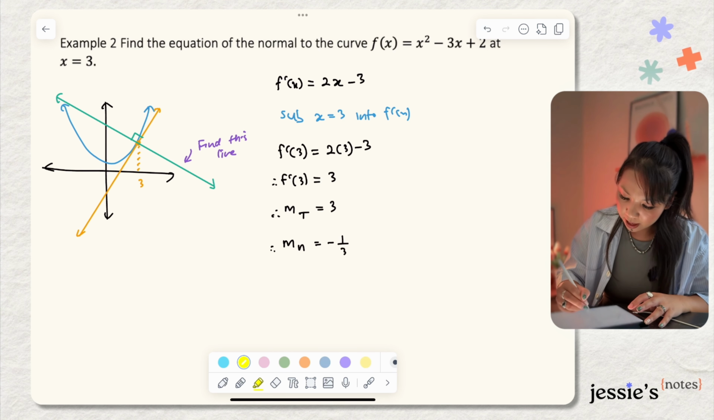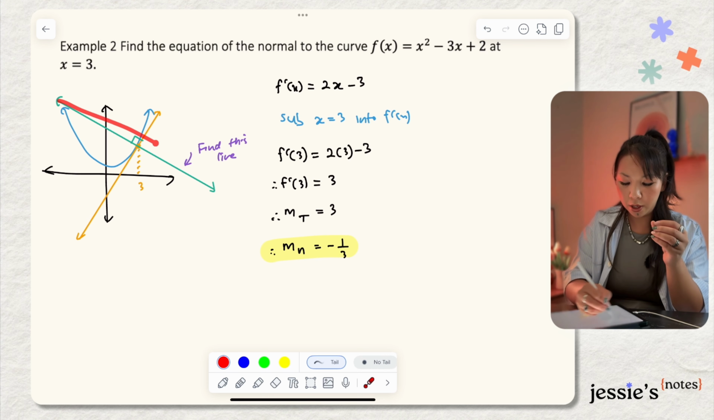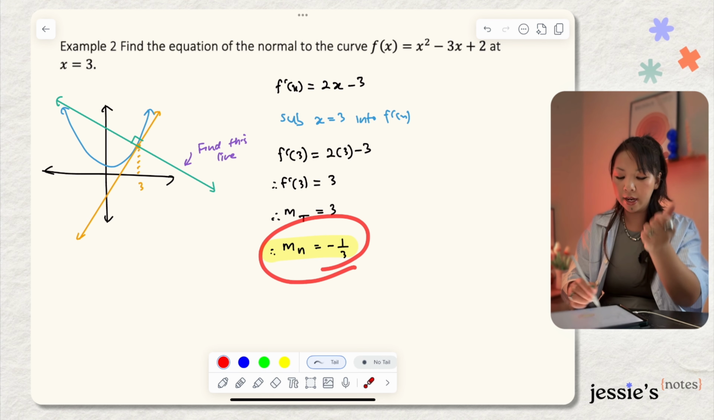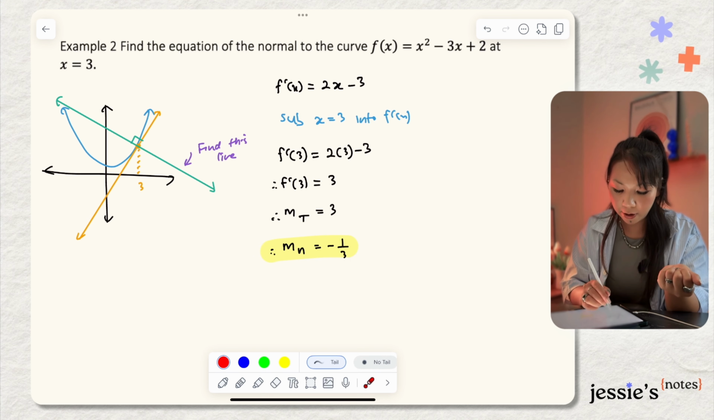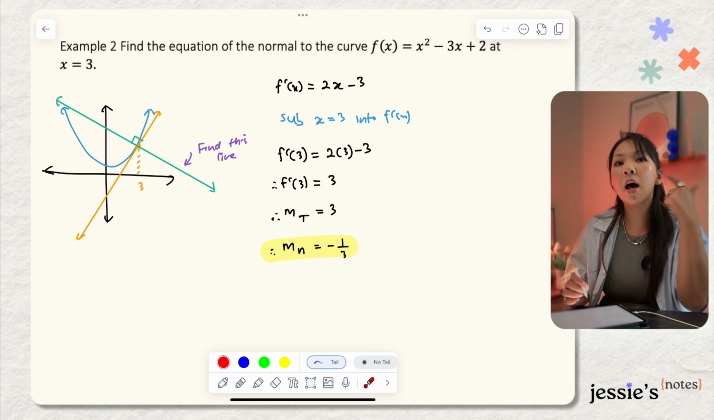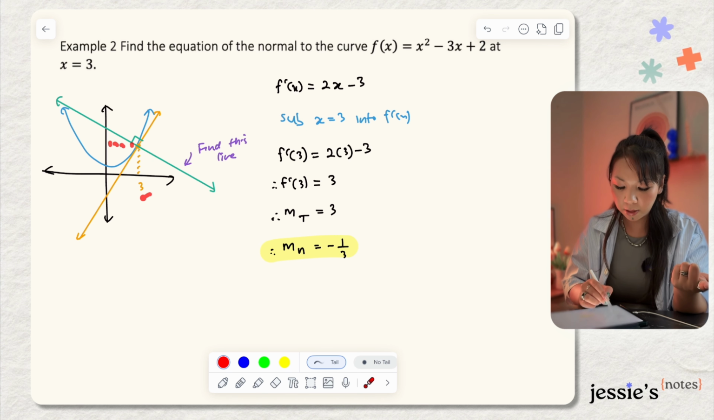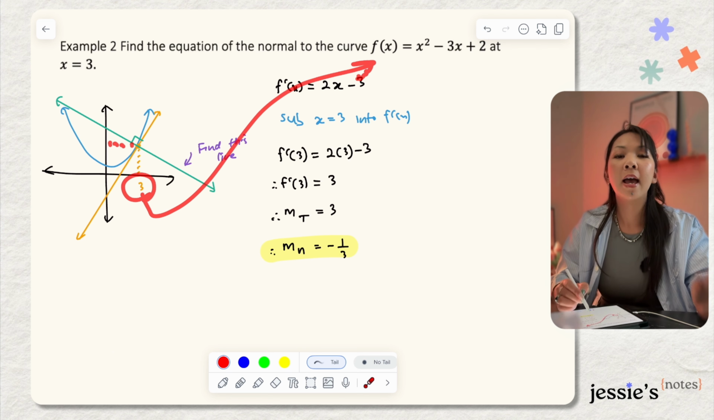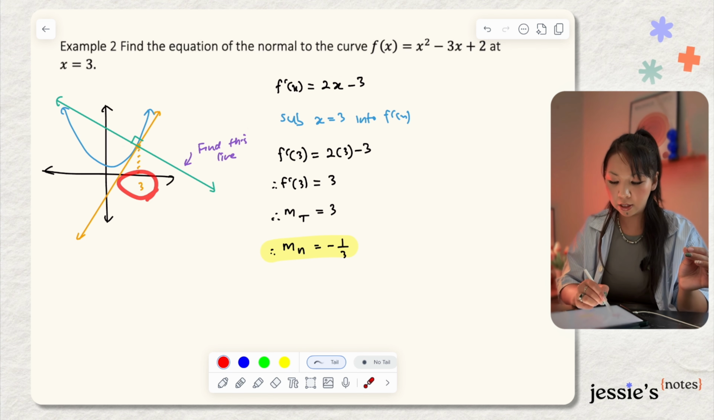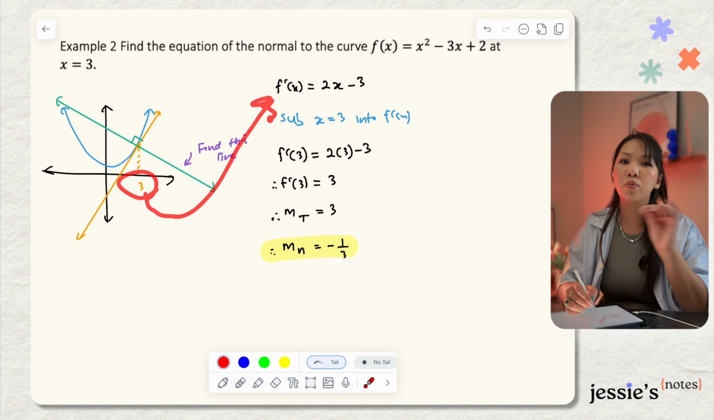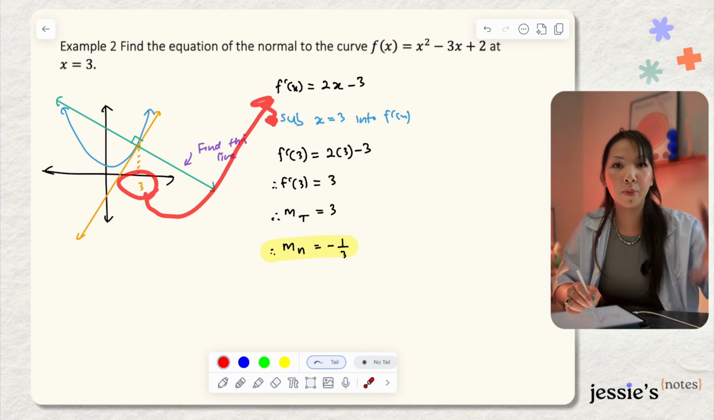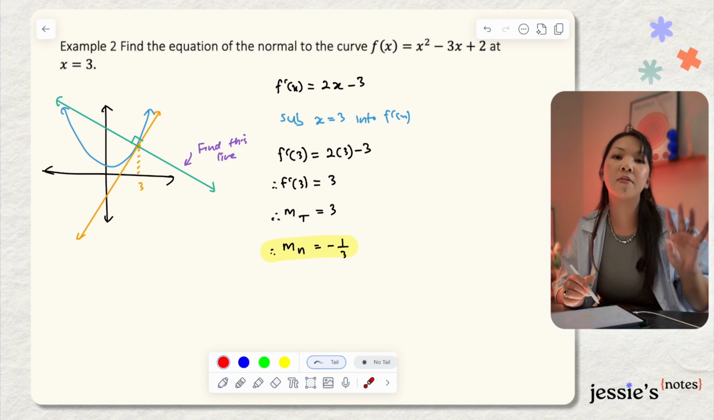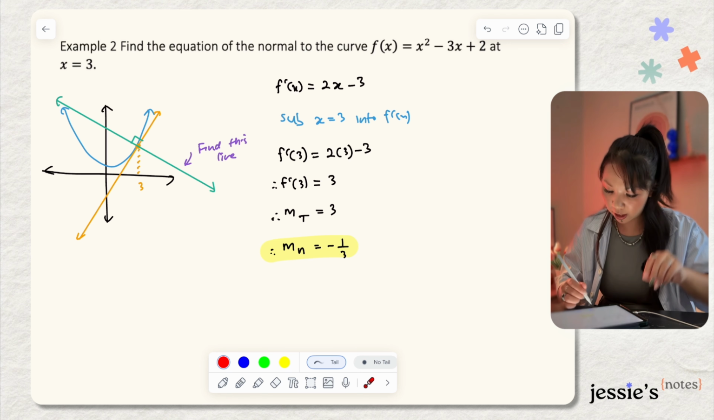Okay, perfect. Now, if I want to find the equation of the line, I need the gradient and a point. I don't have the full point. I only have the x coordinate. So the way to unlock the y coordinate is you need to substitute that x value into the original function. If you make the mistake of plugging it into your derivative, it's wrong because the derivative spits out the gradient. If you want the y, you have to plug it into the original, the OG.